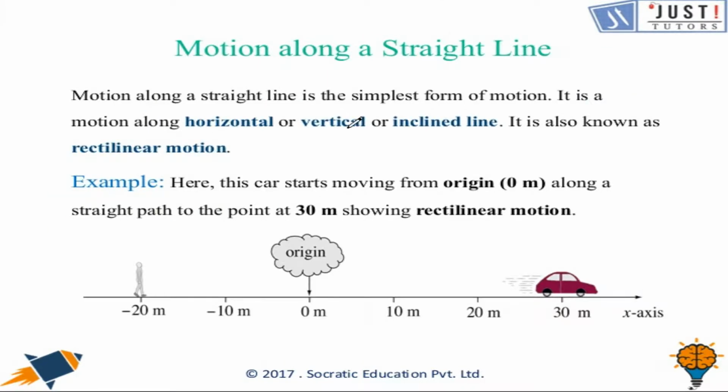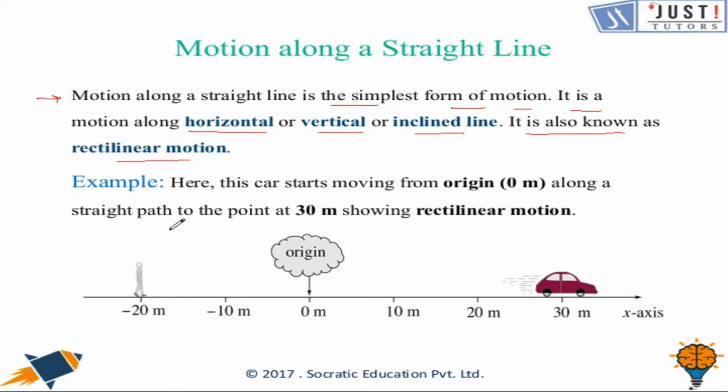Now, motion along a straight line. As we have just discussed, a motion along a straight line is known as rectilinear motion. So here it is explained again. Motion along a straight line is the simplest form of motion. It is a motion along a horizontal or vertical or inclined line. It is also known as a rectilinear motion.